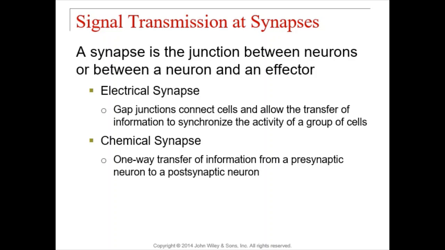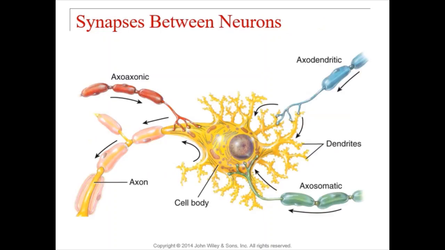So there's an axo-axonic synapse, axodendritic synapse, and an axosomatic synapse. So let's go through them one by one. What do they look like? And like usual, they tell you in the name. Starting with an axo-axonic synapse. It tells you in the name.